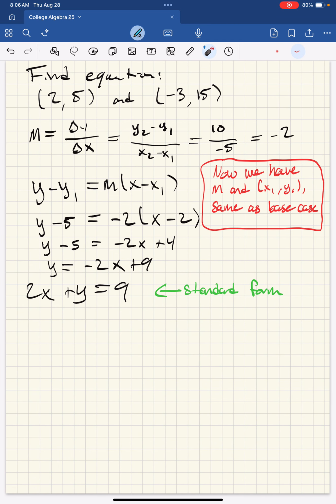So now we're going to find the equation of a line given 2 points. So since we are not given the slope, we need to calculate the slope. So calculate rate of change, and we get -2. And then now that we have the slope and a point, this becomes the same as the base case. So we're going to apply point-slope form, simplify, and then in this example, I went ahead and wrote the line in standard form.